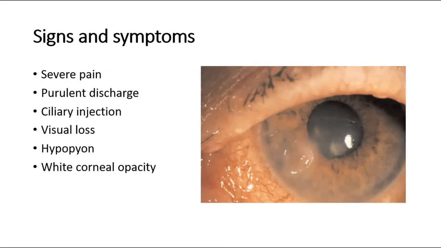For signs and symptoms, the patient will present with severe pain and purulent discharge from the eye. There will be ciliary injection, visual loss, sometimes hypopyon, where there is a mass of white cells collected in the anterior chamber, and also white corneal opacity, which identifies the site of the polymorphonuclear infiltration of the stroma. This corneal opacity is visible with the naked eye. This picture over here is an example of a bacterial keratitis.